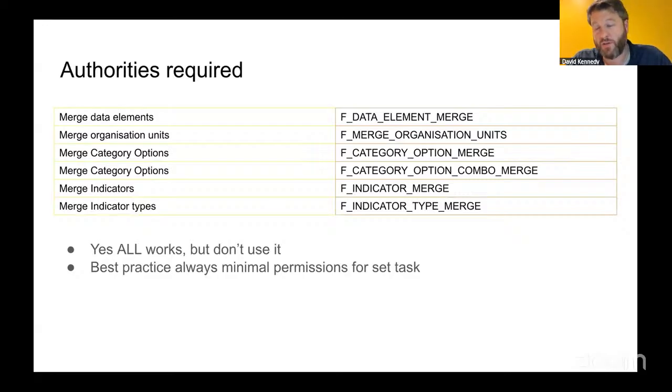When I showed you the demo, I was logged in as somebody with all the permissions, but there are separate authorities required for each of those operations. I've got merge category options set twice, sorry. Yes, the all permissions does work, but we do not recommend using it. It is best practice to only allocate the minimum permissions for any set task. So if someone is managing org units and they might need to merge org units, then they should have just the merge organisation units authority and not the other ones. Similar for the other objects. So this is a way to help manage that.